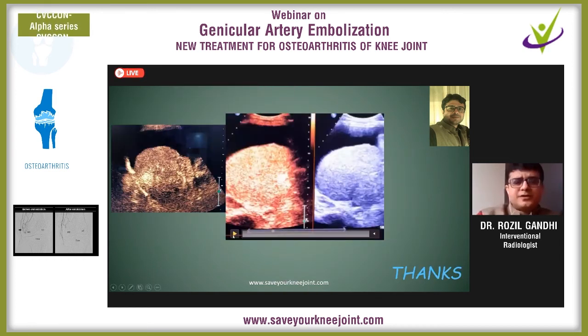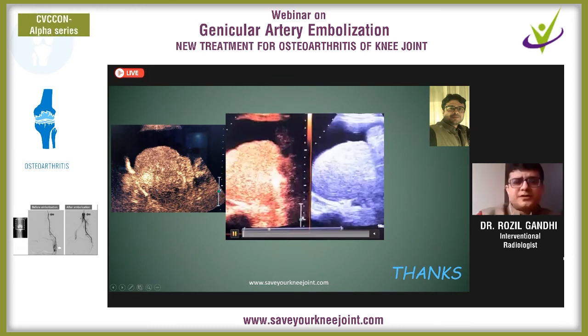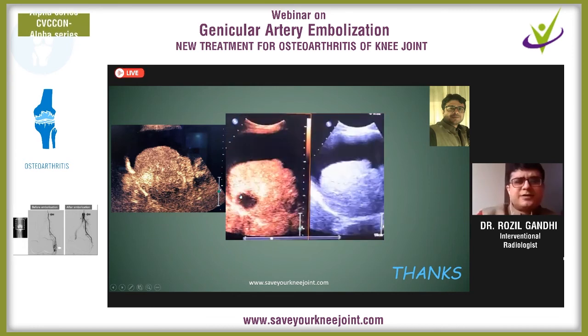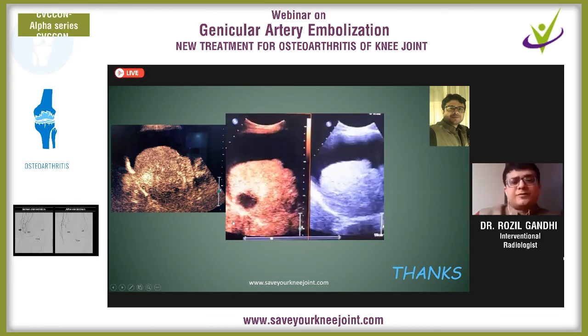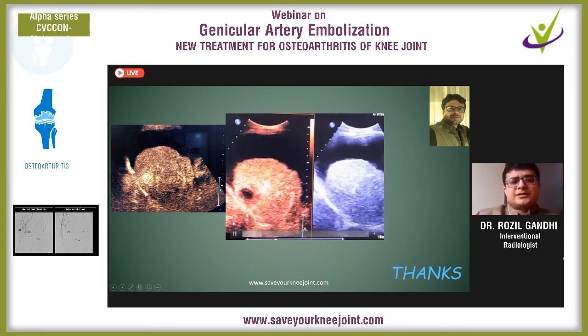This is an image of contrast-enhanced ultrasound. This is a hypervascular tumor, and this is post-ablation. No contrast uptake, suggestive of complete ablation.